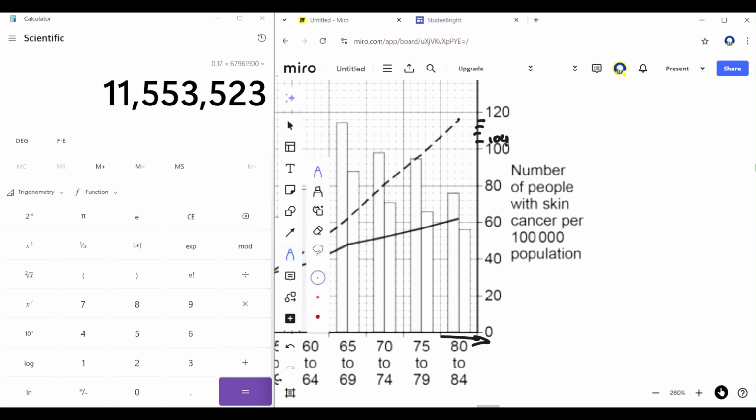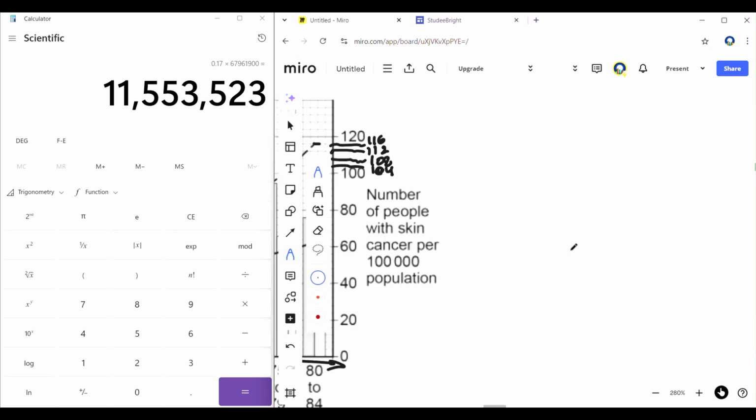So that would be 104. That's not very clear, but that will do. Let me make that a bit clearer. So we've got 104, 108. So that would be that one. 108, and then you've got 112, and then you've got 116. So that point lines up to 116. So that is the number of people with skin cancer per 100,000 of population. So 116 people with skin cancer.